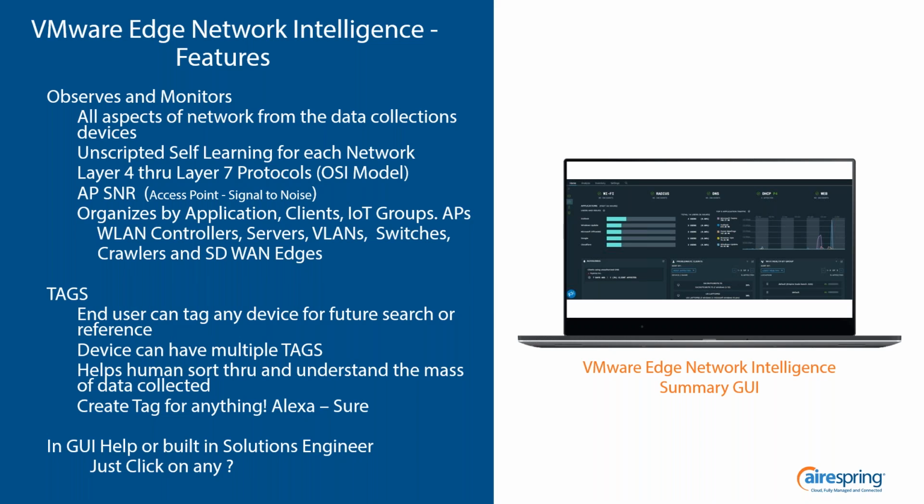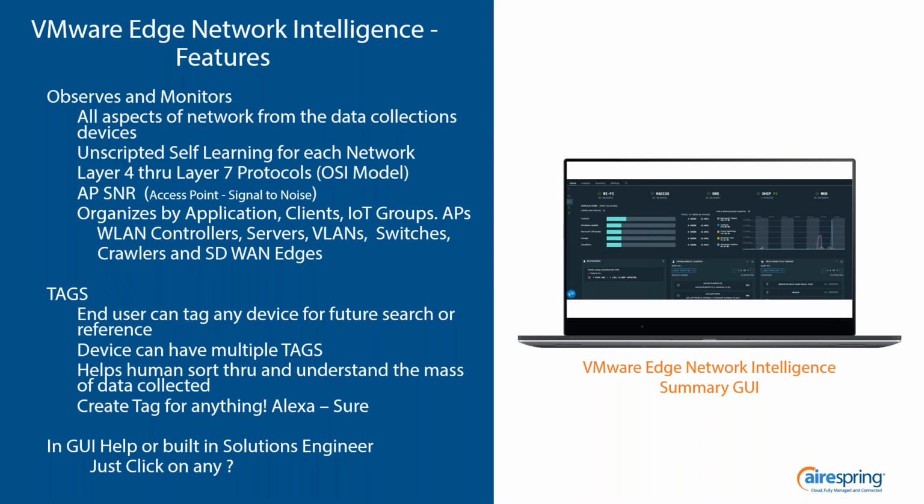Oh, wonderful. How do I get it to the human? Because the human's paying for it. Well, you can search and sort by what applications are active, what applications were being used. You can look at it by this client viewpoint, which we'll show in a while, by IT groups, by APs, by servers, by LANs, by switches, by SD-WAN edges, or by crawler. Because there is so much information that collects, just the amount of traffic we generate.